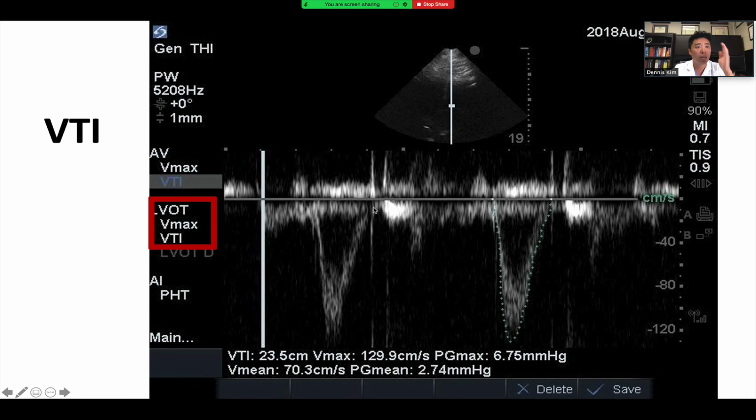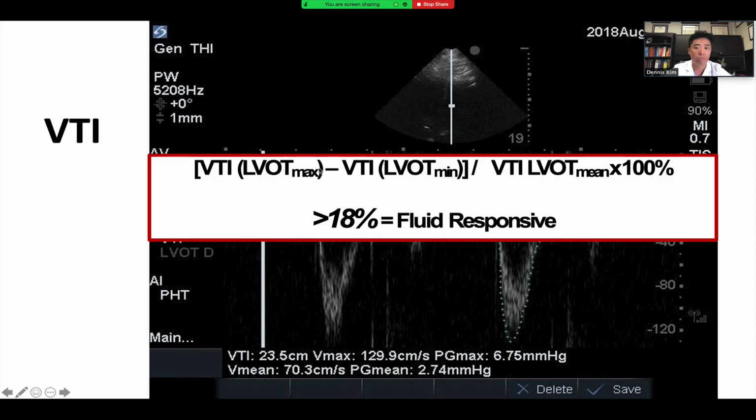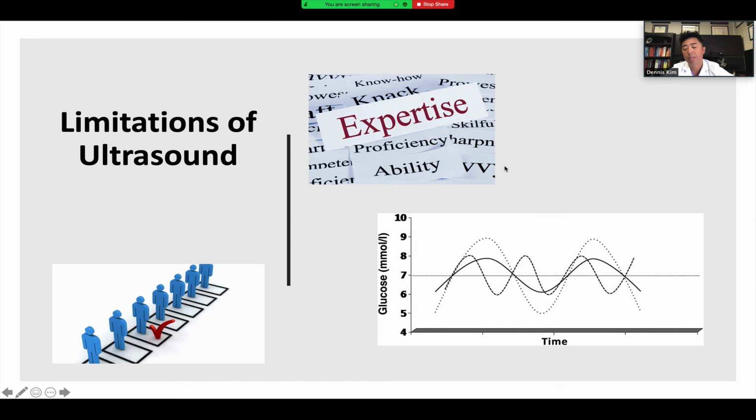just measuring velocities or flows across the aortic valve, and similar calculations in terms of looking at the maximal LV, or left ventricular outflow tract, minus the min divided by the mean. And again, the numbers are always somewhere between 10 to 20%. And if it's greater than that, that patient will be fluid responsive.